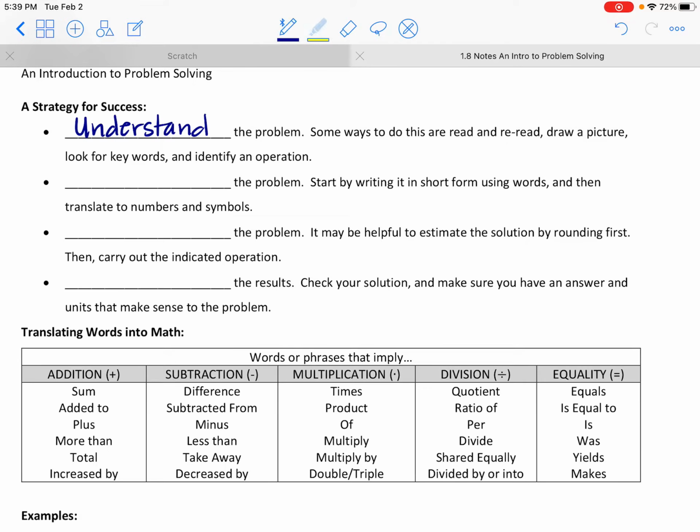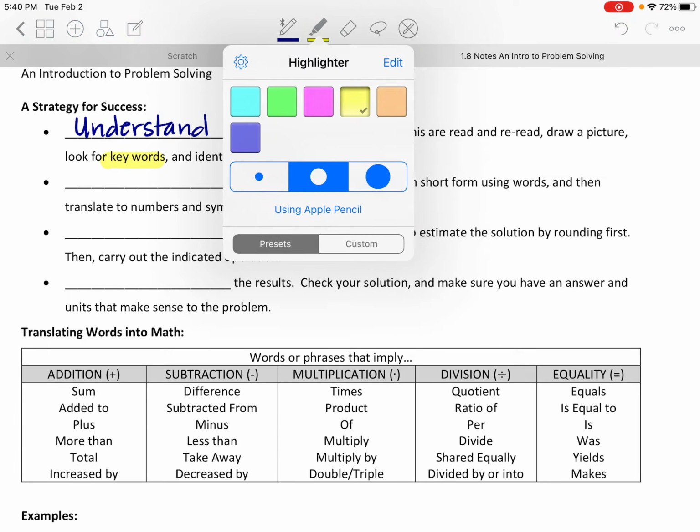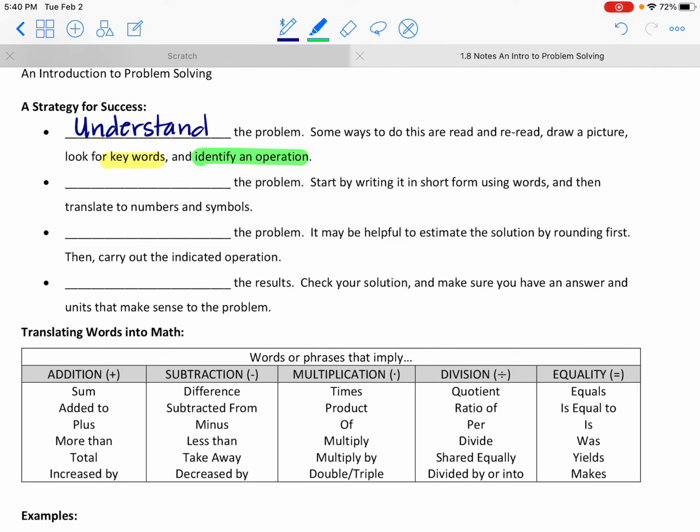If it's helpful, maybe you want to draw a picture. If you're talking about a rectangular garden, for instance, we could draw out a rectangle. We want to look for keywords, and the keywords that give us certain operations we'll talk about in just a few minutes. And again, identify an operation. Are we solving? What are we doing? So we need to understand the problem.